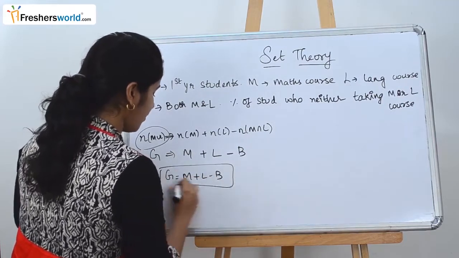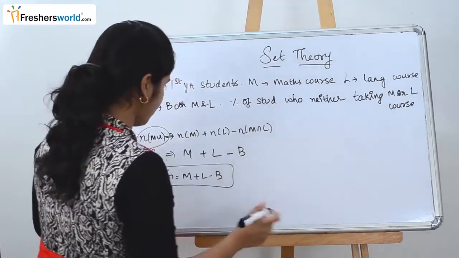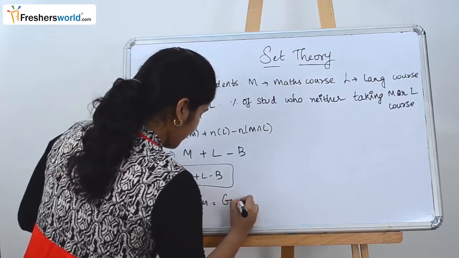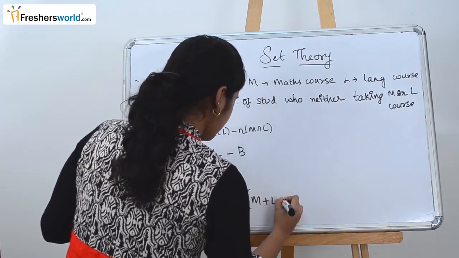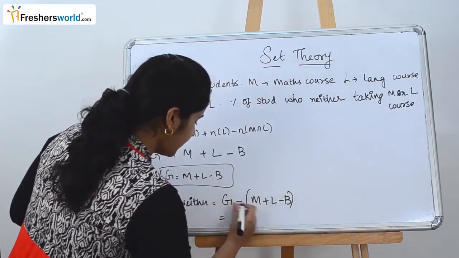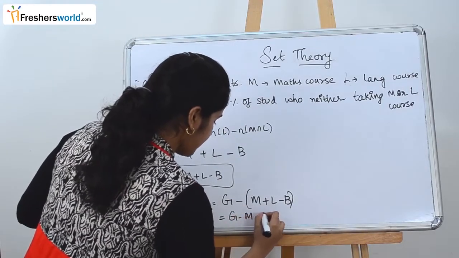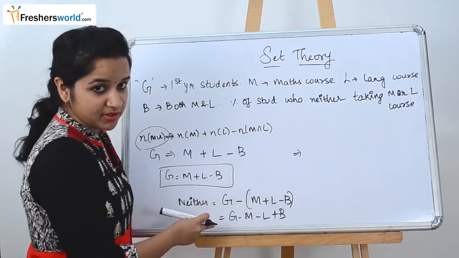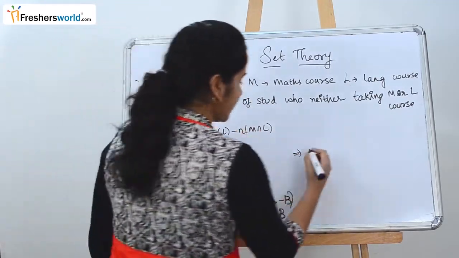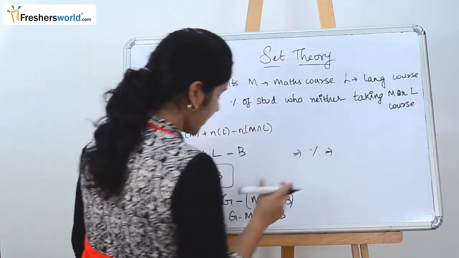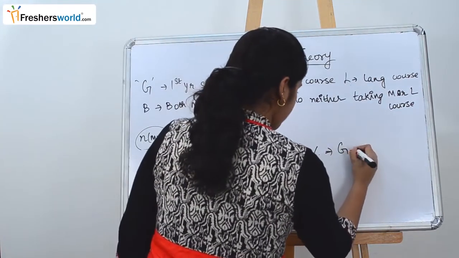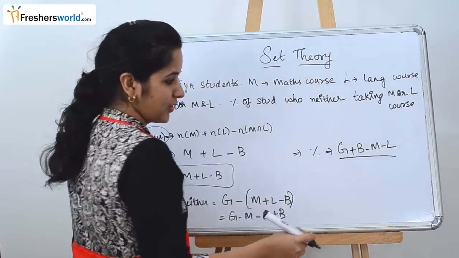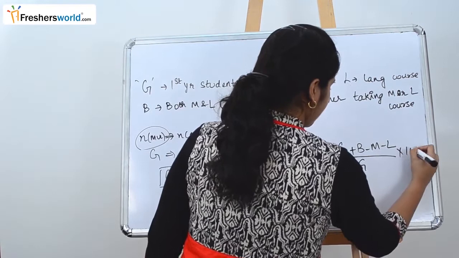So what are they asking for? They are asking for the neither of them taking the course. So neither is nothing but G minus M plus L minus B, which can be rewritten as G minus M minus L plus B. So are they asking for this equation? No, they are asking for you to find the percentage. Percentage is nothing but, we know the neither value, which is nothing but G plus B minus M minus L, divided by the total number of students, which is nothing but G, into 100.